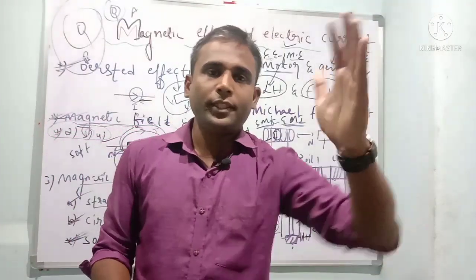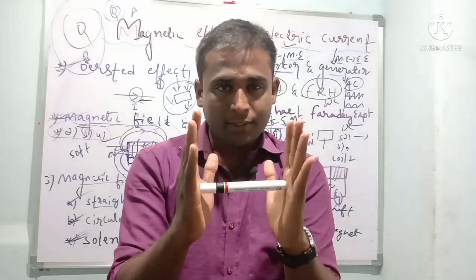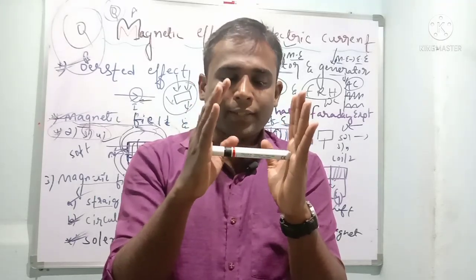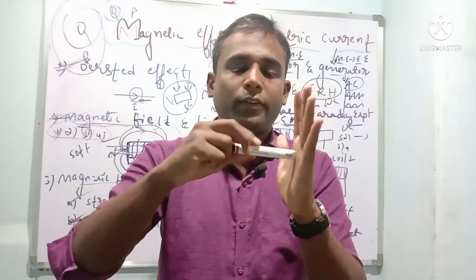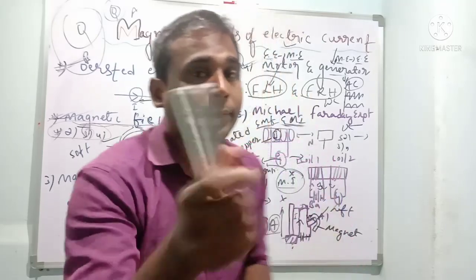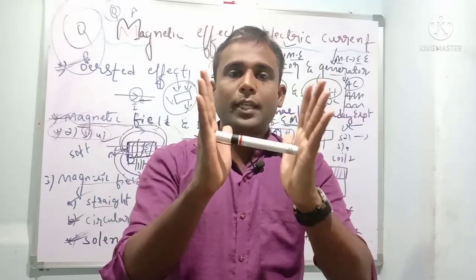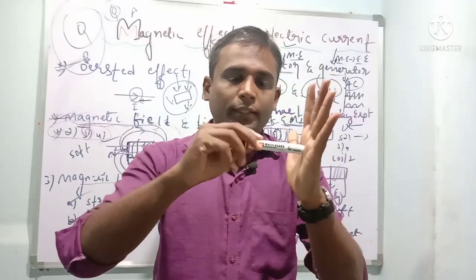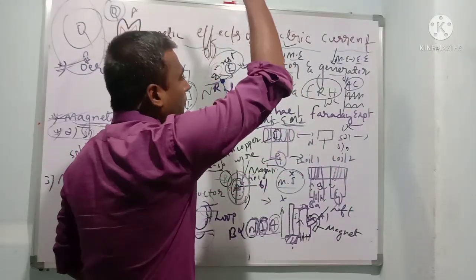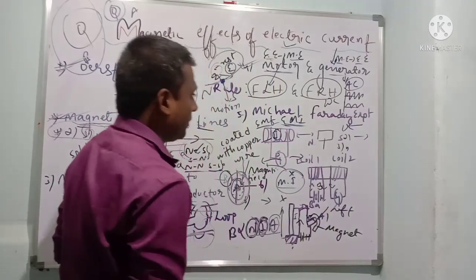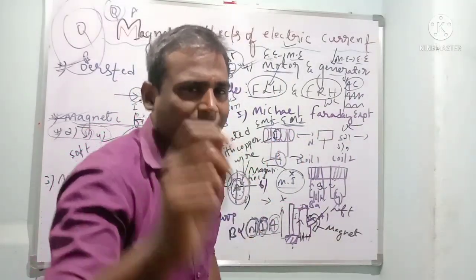Imagine, children, this is a north pole, this is a south pole, and this is a conductor. Then I pass current through this, and it is going to experience a mechanical force. So what is the principle of a motor? When a current carrying conductor is kept in a magnetic field, the conductor experiences a mechanical force. That is called the principle of a motor. The principle of a generator is EMI, that is electromagnetic induction.